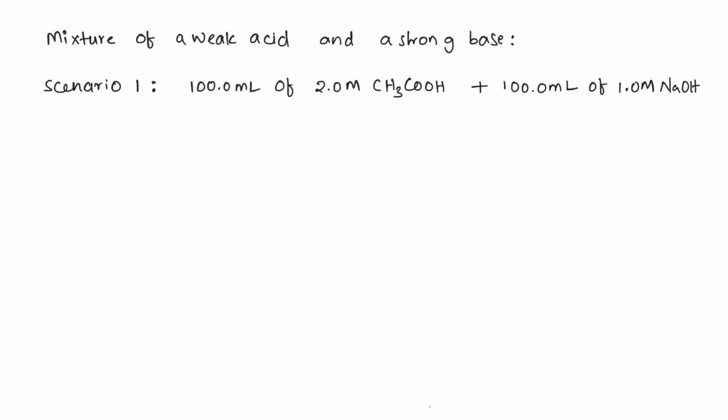sodium hydroxide. As you can see, the weak acid is acetic acid and the strong base is sodium hydroxide. In step 1, we are going to calculate the concentrations of acetic acid and sodium hydroxide when the two solutions are mixed with each other. Each solution dilutes the concentration of the other.